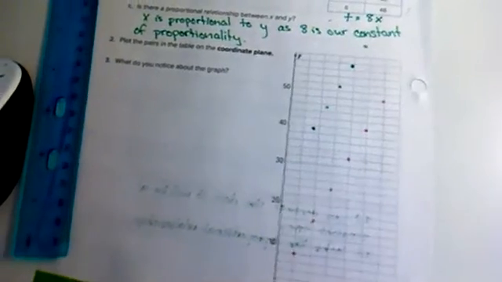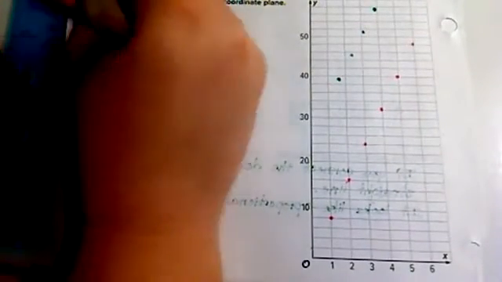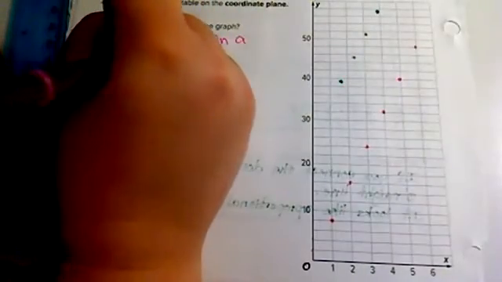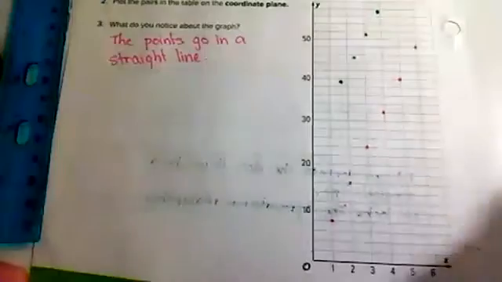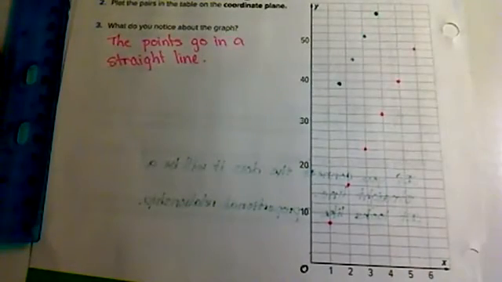What do we notice about the graph? What do you notice? Yeah, again, in this case, these are lining up in a straight line. So if we connected these, it would be a continuous arrow going up. All right, let's turn to page 143.